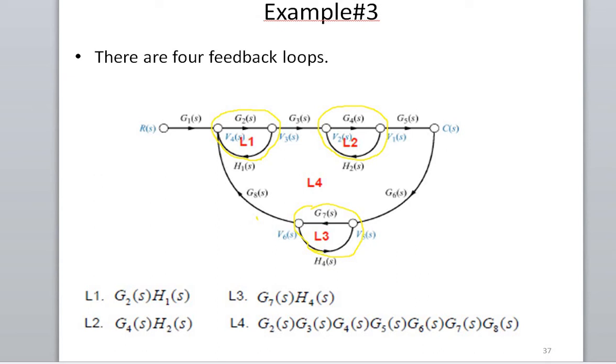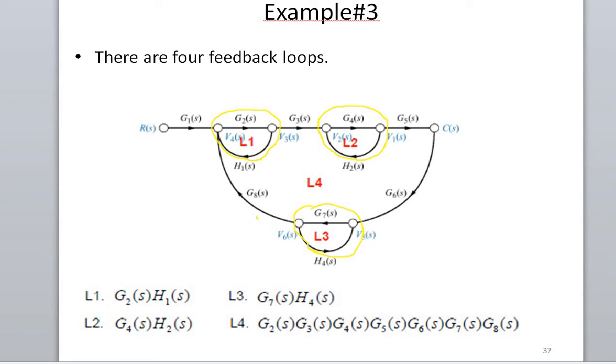So here in this question, how many forward paths are there? You can see only one forward path is there. So n is equal to 1. Hence, our equation is C by R equals P1 delta 1 divided by delta. That is our equation for transfer function. What is P1? P1 is the gain of the first forward path.